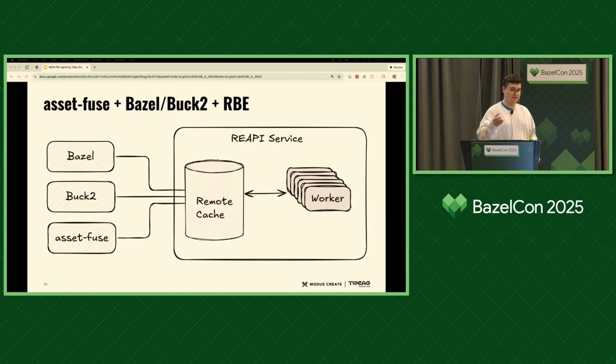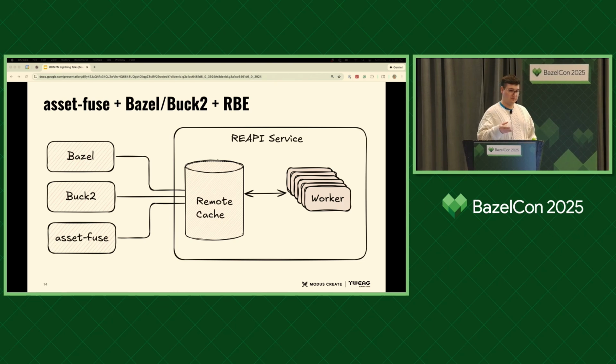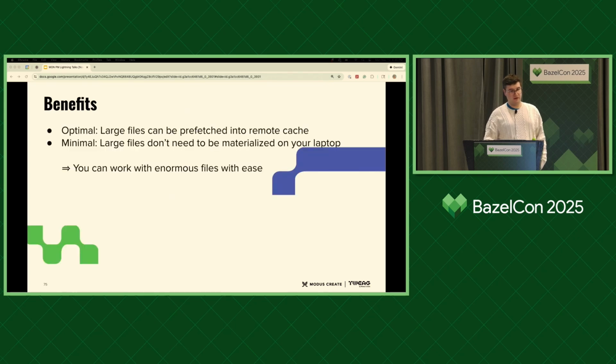So in the end, you have this structure where you have your build tool, Bazel or Buck2, connected to the remote cache, and you also have asset views, the file system, that is connected to the same backend. And asset views can preload the files into the remote cache, which are then available for remote execution. So the benefits are quite clear. When you have large files, they can be prefetched, and the files never need to be available locally. So you can work with very large files very quickly.